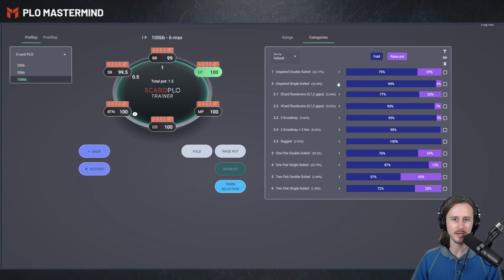Now, as you can see, there are a lot of categories, right? And that is still somewhat overwhelming. But having 3 different levels with preflop categories and breaking them down this way, instead of looking at like 2.5 million hands, makes a massive difference.